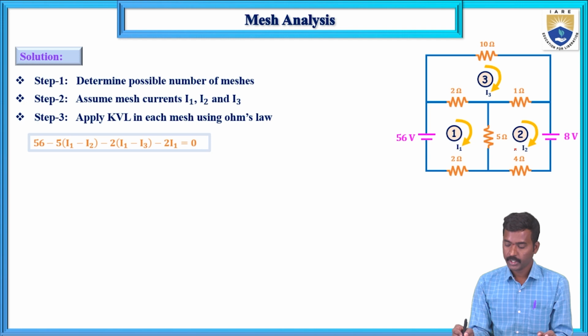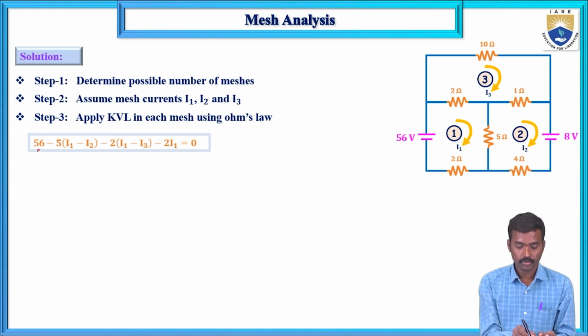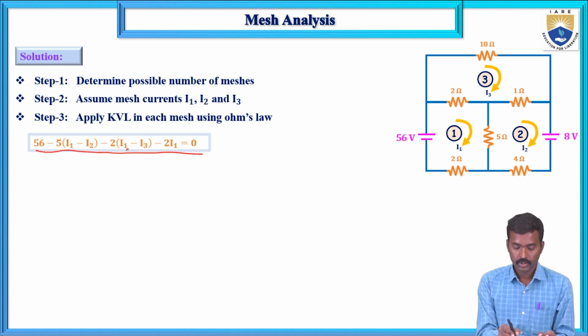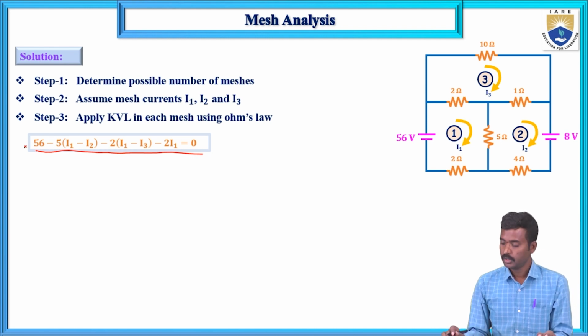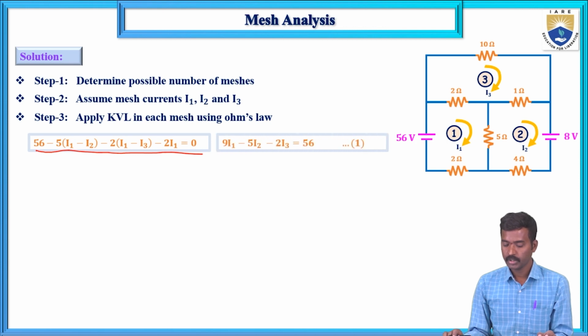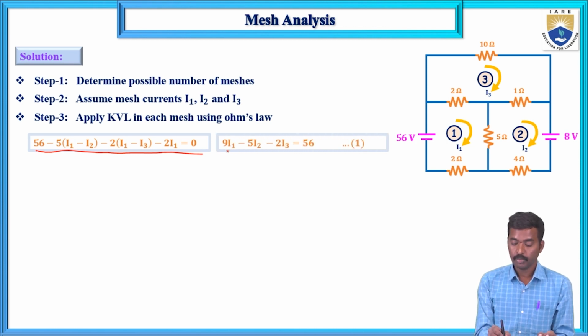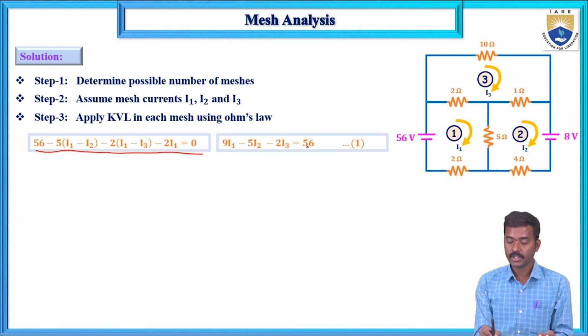5 into I1 minus I2, 2 into I1 minus I3, 2 into I1. These 3 are voltage drops, and this one is the supply voltage. Next, second loop equation. If you simplify this one, 9I1 minus 5I2 minus 2I3 is equal to 56. That is equation number 1.